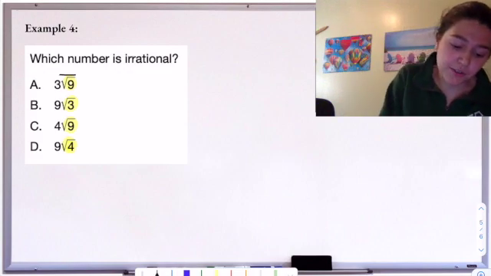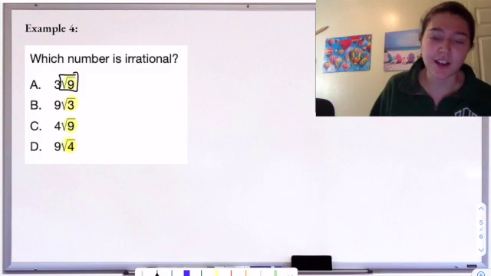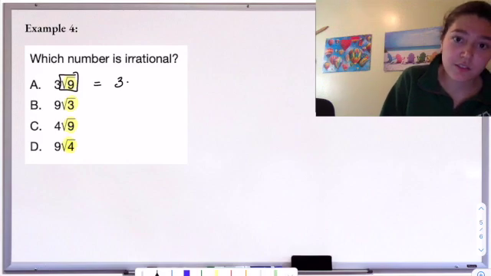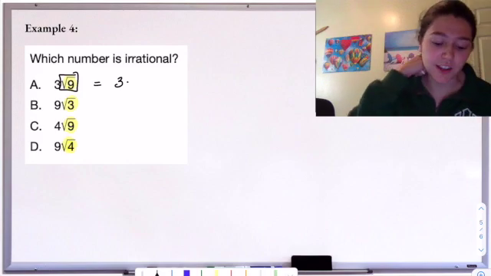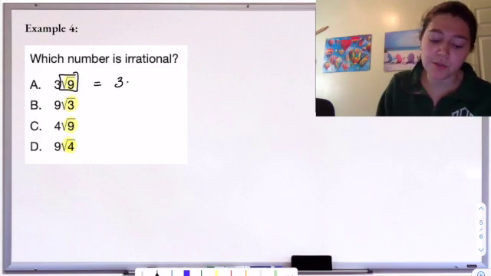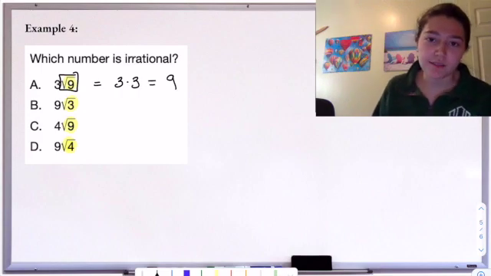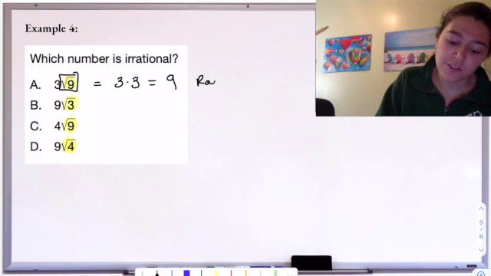All right, so first we have the square root of 9. What is the square root of 9? 3. Yeah, square root of 9 is 3. So 3 times the square root of 9 is just 3 times 3. So that's just 9, which is rational.